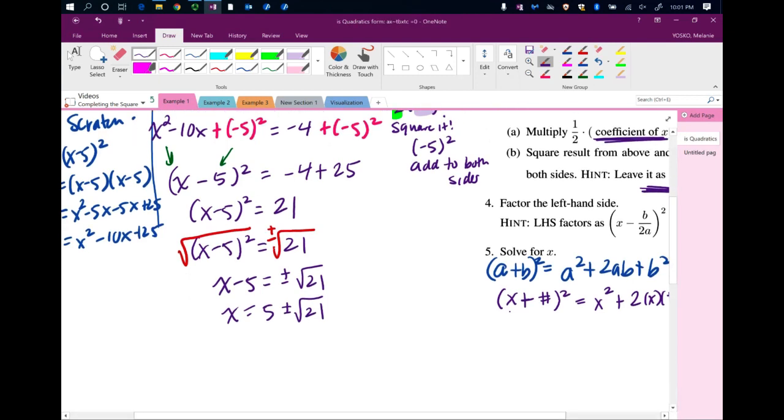Now, that may only look like one answer, but we actually have two solutions. We have x equals 5 plus square root of 21, or the other answer could be x equals 5 minus square root of 21. Those are our two answers.